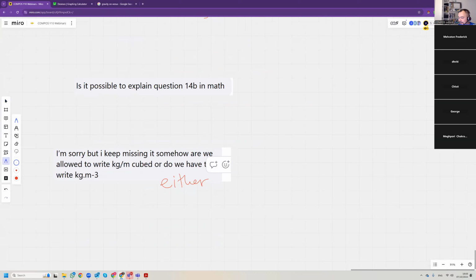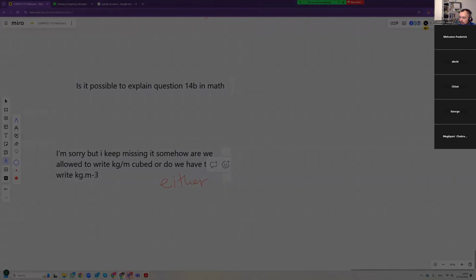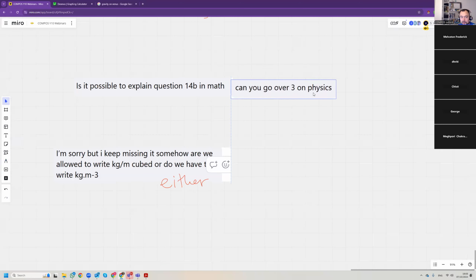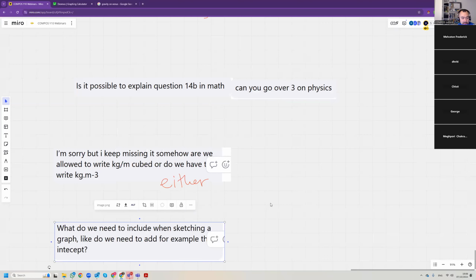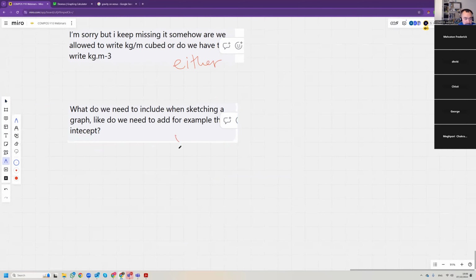Can you go over question 3 in physics? Okay, do we use the area of a sphere? What's the pass mark? When is the Zoom class? 7:30. Do we need to include, when sketching, for example, the y-intercept? Ideally, yes. If you can, yes, if you can.